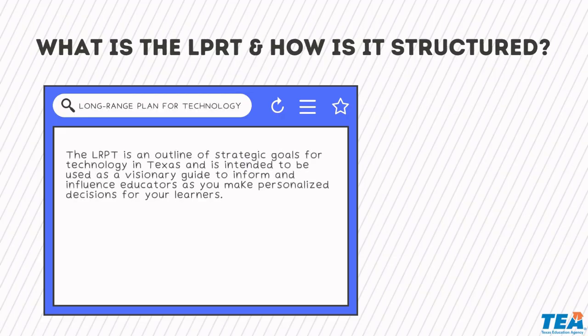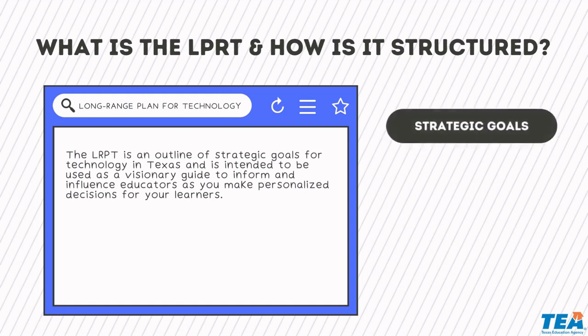What is the LRPT and how is it structured? The Long Range Plan for Technology, the LRPT, is an outline of strategic goals for technology in Texas and is intended to be used as a visionary guide to inform and influence educators as you make personalized decisions for your learners.